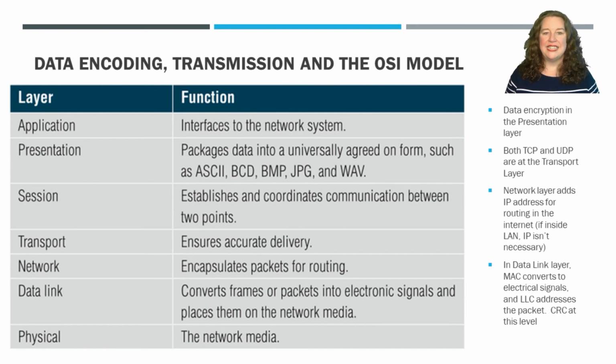Then we go down into the data link level. The data link layer is going to convert your frames and packets into electronic signals and put them on the media. So the MAC layer converts them to electric signals, and the LLC addresses the packet. So your CRC also gets set at this point. So as we're starting with our email up at the top in our application layer, take your email, it's going to go down to the presentation layer.